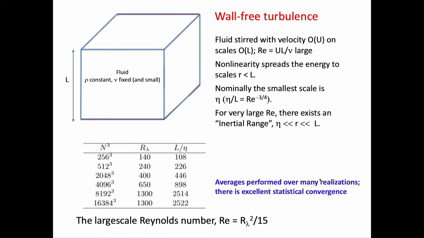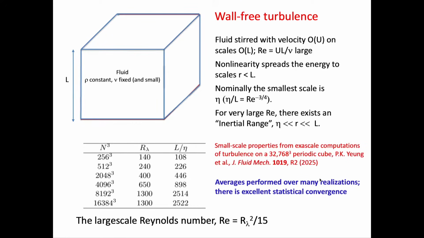We average over many realizations, so excellent statistical convergence, which you should not worry about. But we also have more recently a much bigger box, 32768 cubed, which is 35 trillion grid points, using the biggest computer there is. That is P.K. Yeung et al., and you will also find my name somewhere there. This we have not really explored yet, but it is something to do when we have more time.